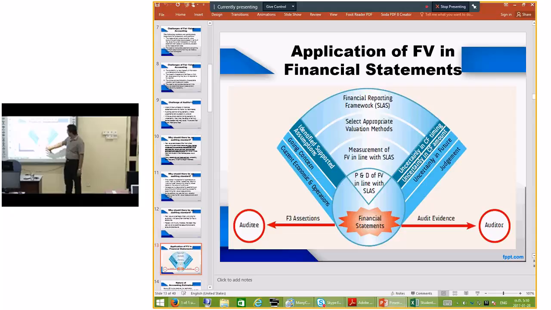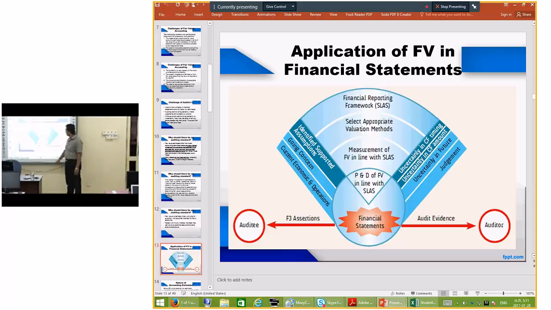You will find the financial statements. You have to prepare the financial statements in line with the Sri Lanka accounting standards. So that is basically IFRS and IAS. So in our case, LKAS and SLFRS. Right. So you will find the auditees. Then again, audit evidence you want to have, right, from the auditor's point of view, to cover up the assertions.